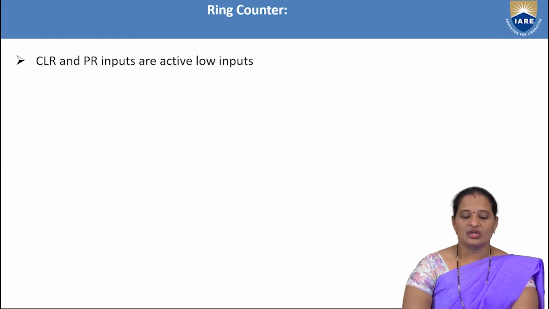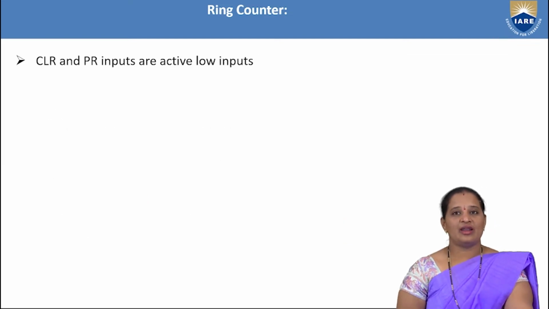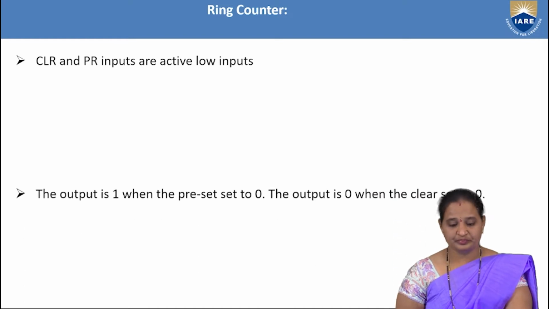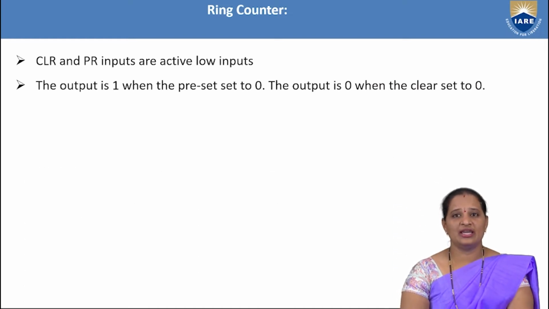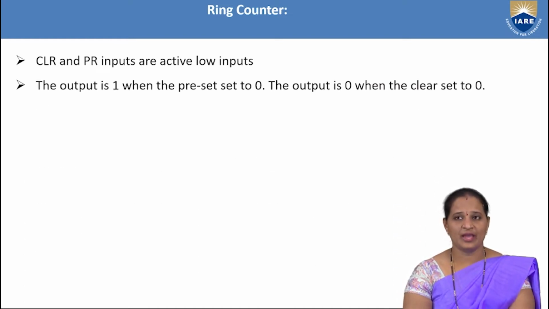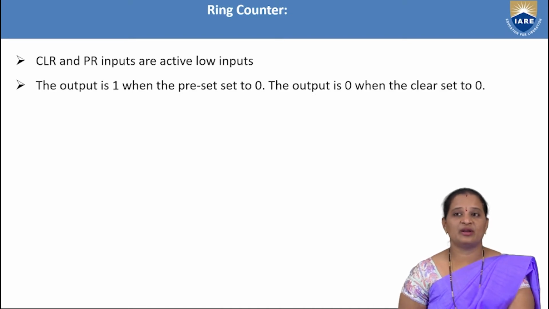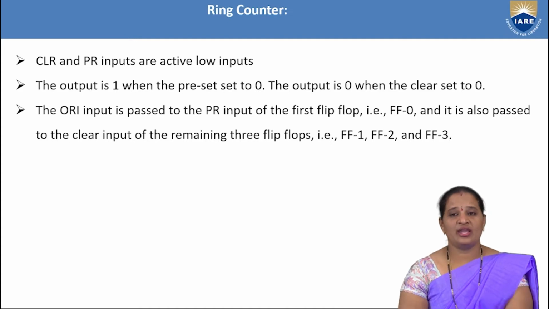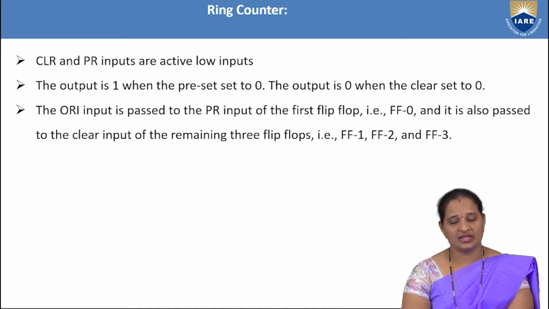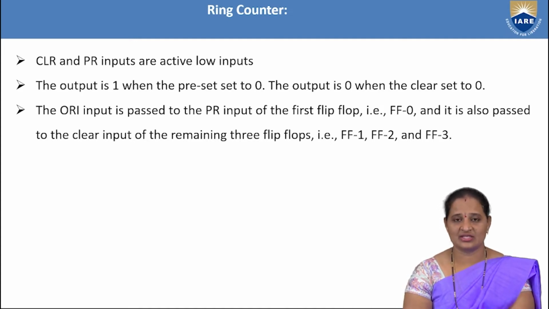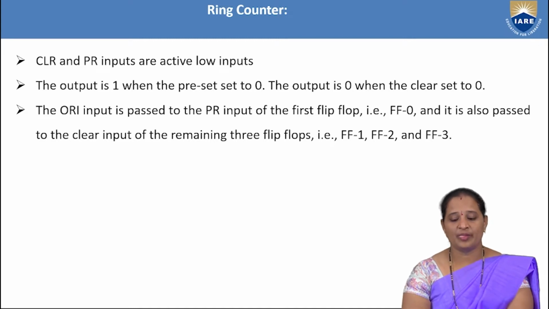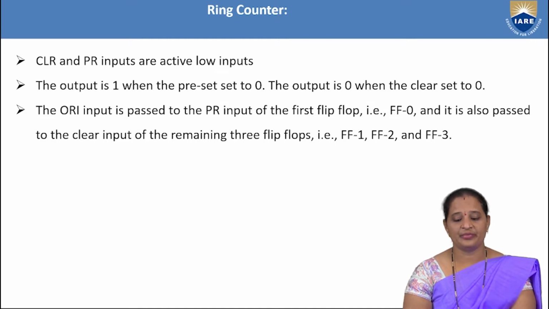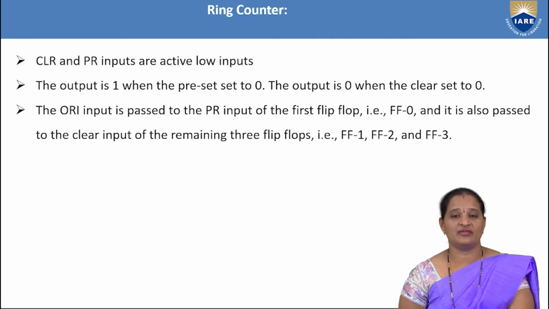Now, what is happening when the clear and PR inputs are active low? The output is 1 when the preset is 0 and the output is 0 when the clear is set to 0. Now, the ORI input is passed to the preset input of the first flip-flop, as I discussed, that is flip-flop 0, and it is also passed to the clear input of the remaining 3 flip-flops, that is flip-flop 1, 2 and 3.